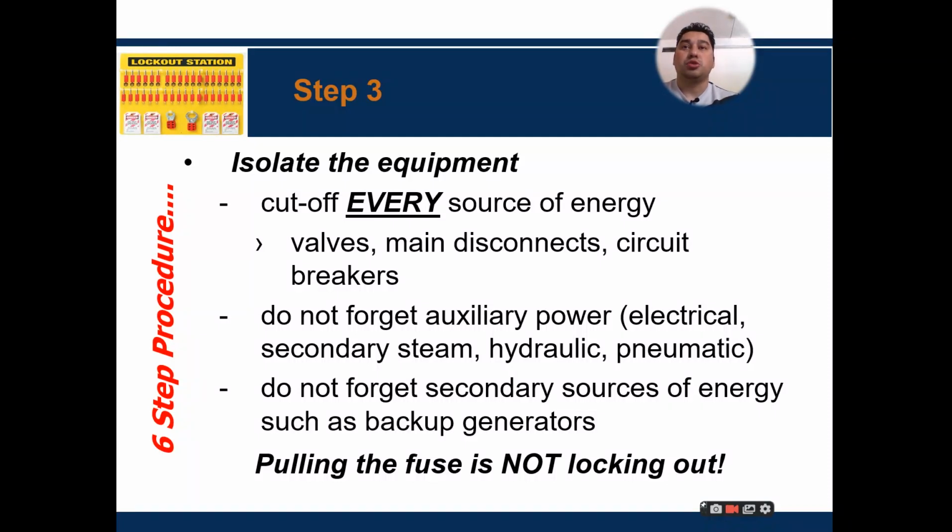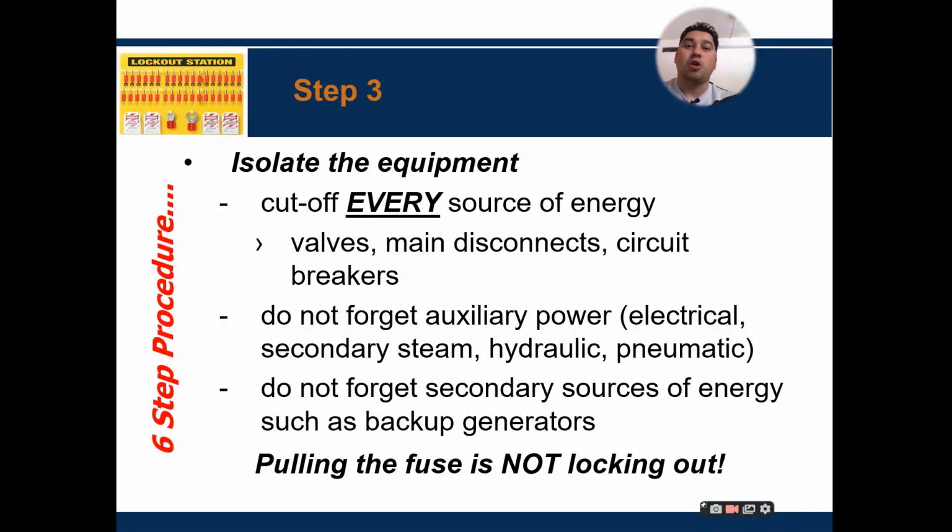You have to cut off the source of energy: valves, main disconnects, circuit breakers. Do not forget auxiliary power like electrical, secondary steam, hydraulic, and pneumatic. These are the energy sources you have to isolate in your lockout tagout process. Do not forget secondary sources of energy such as backup generators.